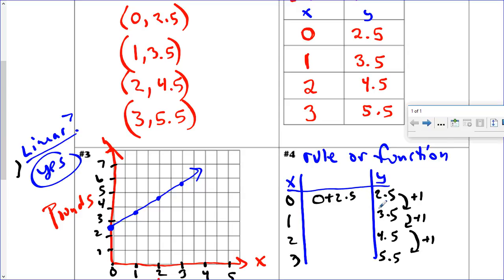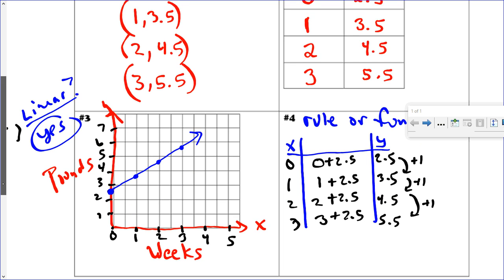Let's try the next one. I go from 1 to 3.5. Will this rule hold up? 1 plus 2.5 makes 3.5. Yes, it does. Let's keep going. 2 plus 2.5. Does that make 4.5? Yes, it does. And finally, 3 plus 2.5 makes 5.5.